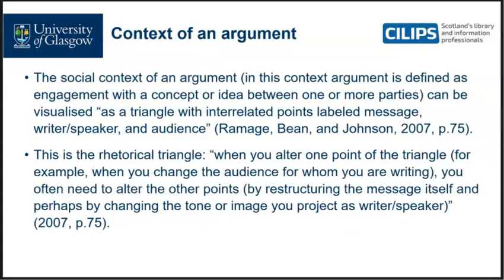Now, we begin with the context of an argument. The social context of an argument, and in this context we're defining argument as engagement with a concept or idea between one or more parties. Now, this can be visualised as a triangle with interrelated points labelled message, writer and speaker, and audience. And this is what Ramage, Bean and Johnson call the rhetorical triangle. And they say that when you alter one point of the triangle, for example, when you change the audience for whom you're writing, you often need to alter the other points by restructuring the message itself, and perhaps by changing the tone or image you project as writer or speaker.